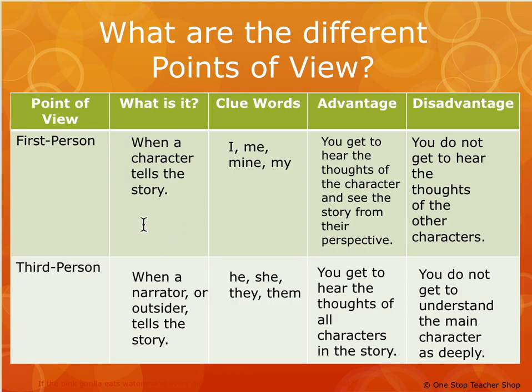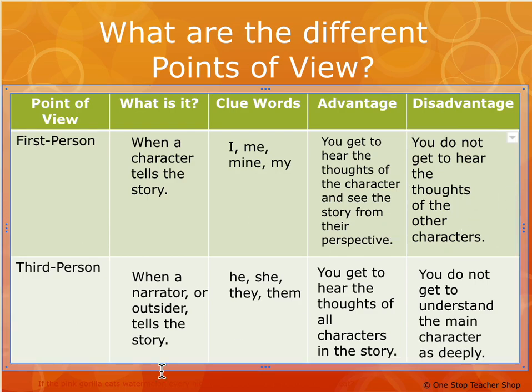So first person, when the character tells the story, we said some of the clue pronouns that we look for are things like I, me, mine, my, we, ours, right? An advantage of this is that we're hearing the thoughts of the character. We get to see the story through their perspective. We get to see the story through their eyes. The disadvantage is that we don't get to hear what the other characters are thinking, and the character that's telling the story may not always be telling the truth, or we may not know all of the information because we're only hearing it through theirs.